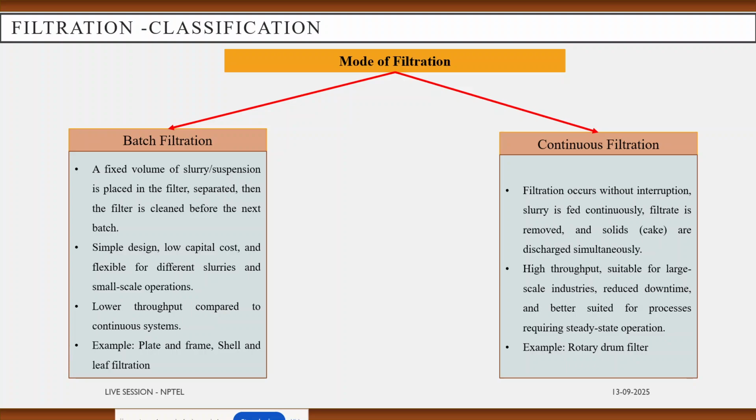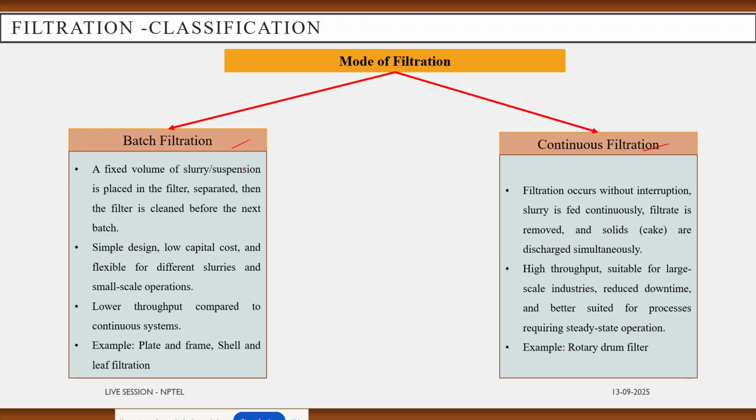So next we are going to discuss the filtration classification. We can classify the filtration process based upon the mode of filtration and also the process of filtration. Mode of filtration means it can be operated in batch mode or continuous mode. For batch mode, a fixed volume of the suspension or slurry is placed in the filter. Those are separated and then the filter is cleaned for the next batch.